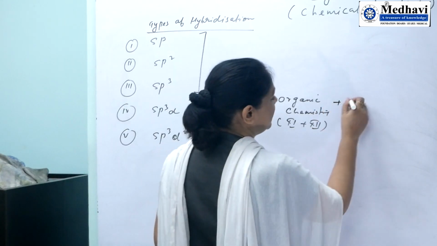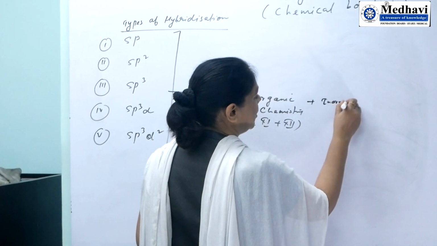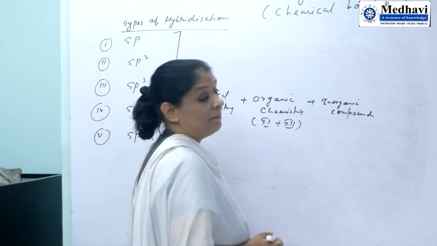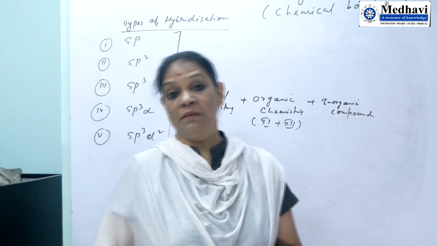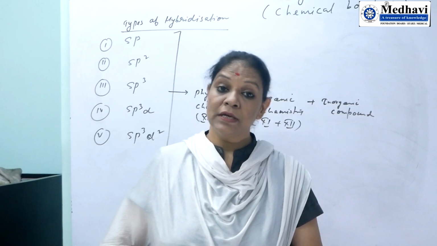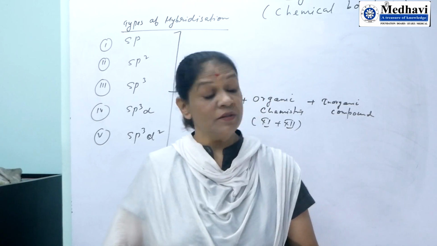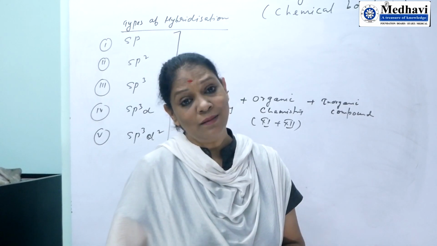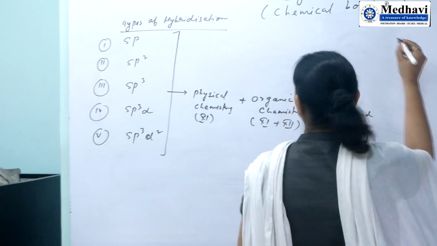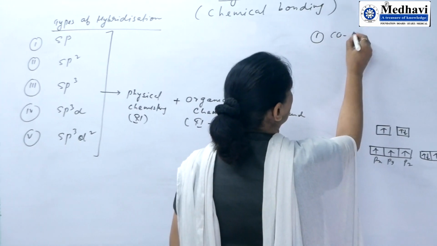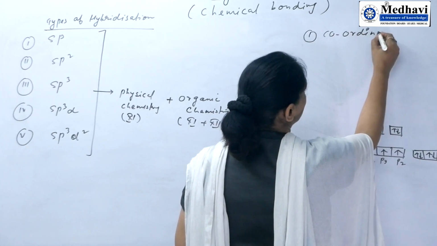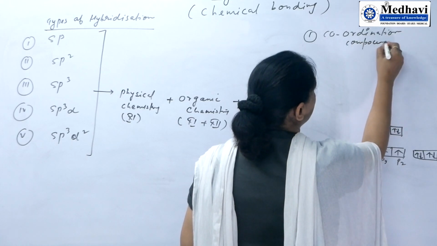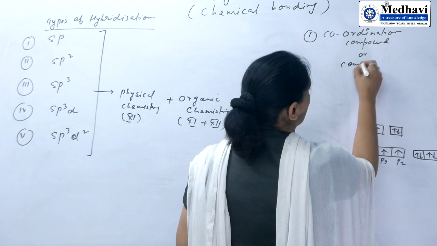Apart from that, we will use it in inorganic chemistry also, that is inorganic compounds. When we study p block, s block, d block, the p block compounds can also show this property. Apart from that, in standard 12 there is one chapter that is very, very important. This is called coordination compounds, or it is also called complex compounds.